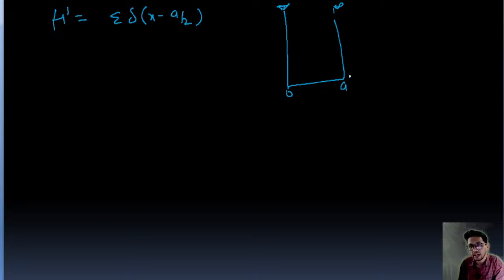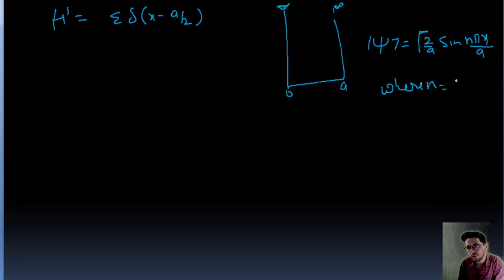And so we know the wave function for this, right? The wave function psi is root 2 upon A sine n pi x upon A, where n equal to 1 and so on. Okay, this is the value of psi, root 2 upon A sine n pi x upon A, right?